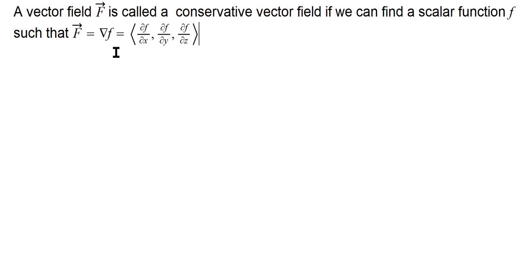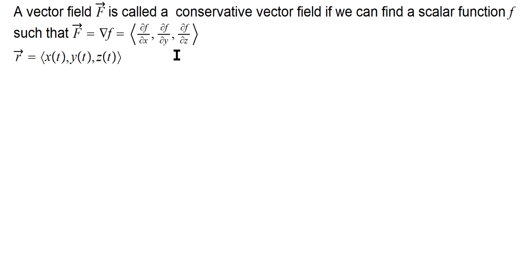Now let us take a mathematical definition of a vector field. To be conservative, if we can find a scalar function f such that capital F, or the vector field, is the gradient of this scalar function, and for our basic course we shall assume that the function has even the second order continuous partial derivatives.